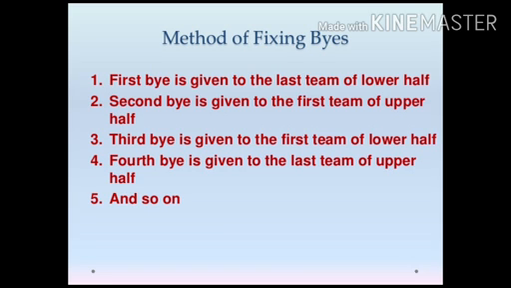Then the total number of teams is divided into two halves. Suppose 11 teams are there, so in the upper half 6 teams are there, and in the lower half 5 teams are there. So we draw a line after 6 and before 7. We will draw a line between 6 and 7. Then, after the halves are fixed, the following order will be followed.